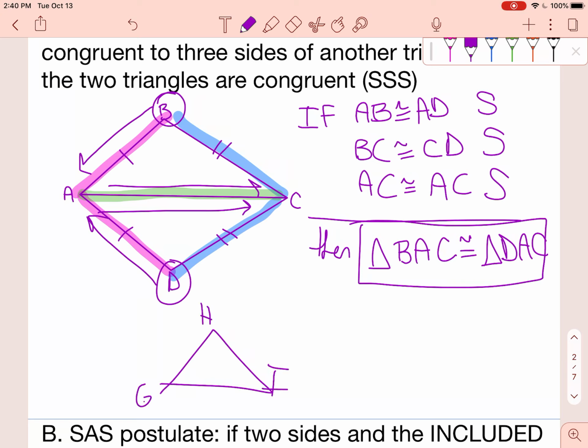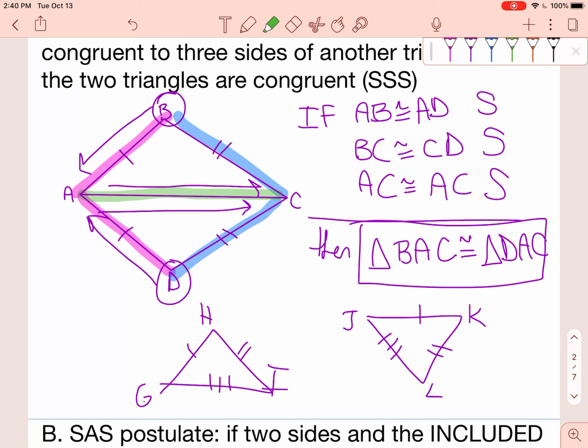Another example, so let's say you see GHI and JKL. If you saw a picture like this, no, these are not congruent. But let's say you saw the picture and it looks like this. This is enough information to say that these triangles are congruent.